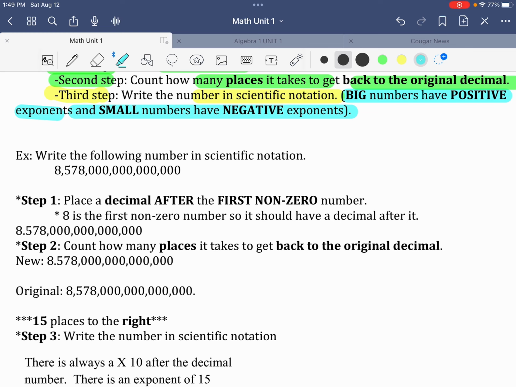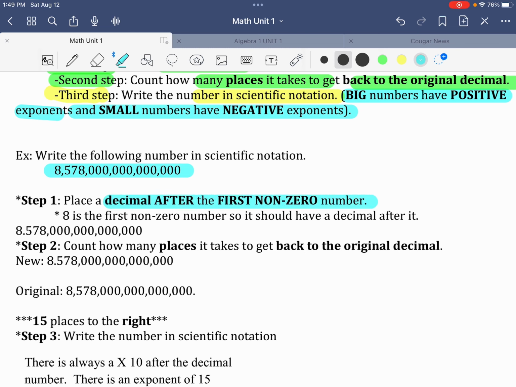All right, so the first example is to write the following number in scientific notation. There are so many zeros after that number, I'm not even sure how to say it, but it's, I don't know, 8,578 badillion, and that's the number. You can see there are a lot of zeros after that last 8, which makes it a really, really large number. So step 1, place a decimal after the first non-zero number.